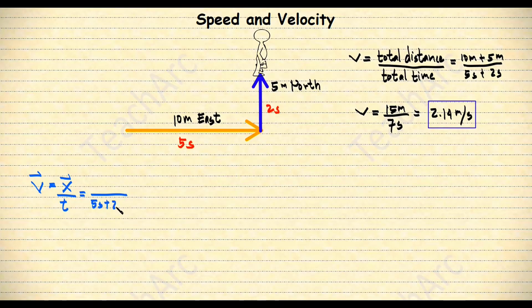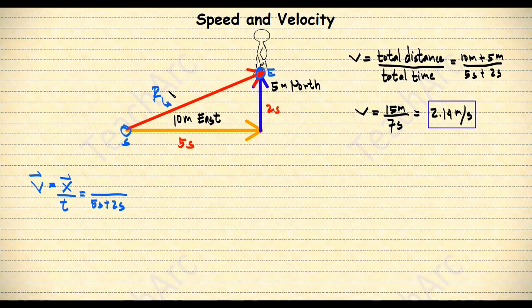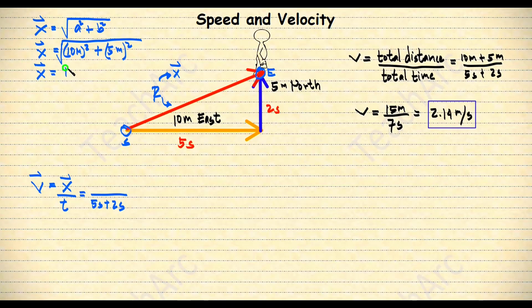The shortest distance from the starting point to the ending point will be the displacement as well as the resultant vector. We can use the Pythagorean theorem to solve for the magnitude of the displacement, since the two vectors form 90 degrees when combining them head to tail. The magnitude will be 11.18 meters. And how about the direction? I will be using the tangent function, which is tangent theta is equal to the absolute value of the ratio between the opposite side of the angle and the adjacent side of the angle. The angle will be 26.57 degrees.